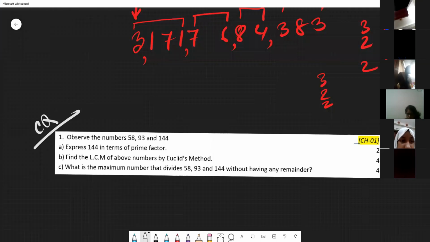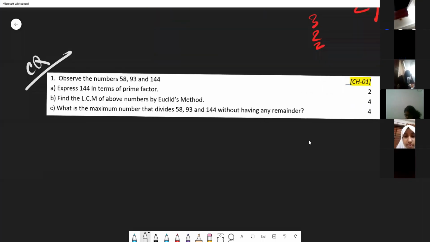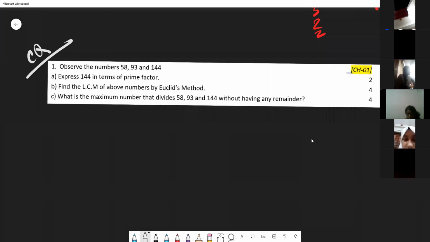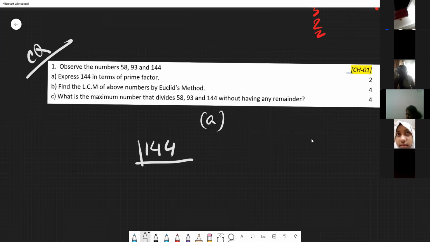Observe the following numbers: 58, 93, and 144. 144 is a composite number. Convert 144 into prime numbers. So how can we convert this into prime numbers? Just divide 144 by prime numbers. The prime numbers are 2, 3, 5, 7, and then 11. So first try 2, then try 3, then try 5. First we can try by 2.